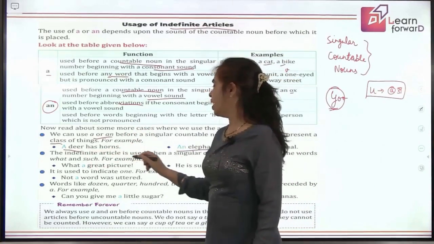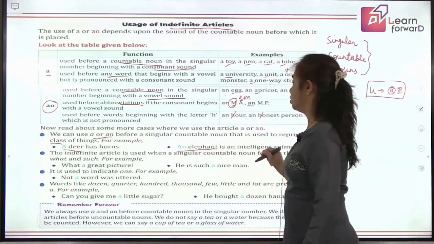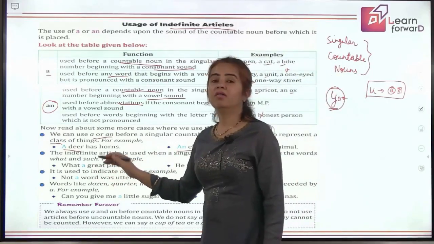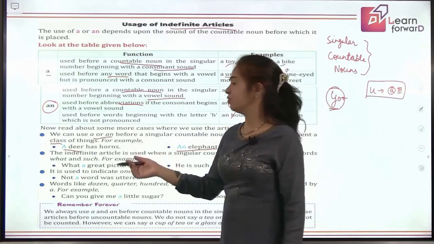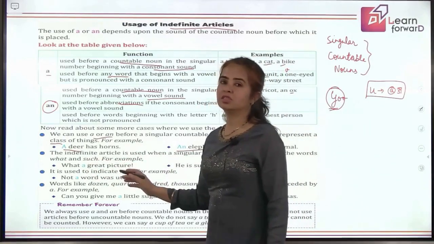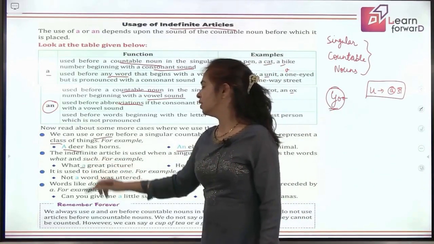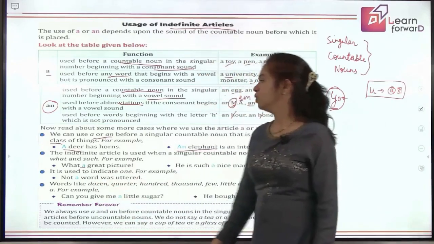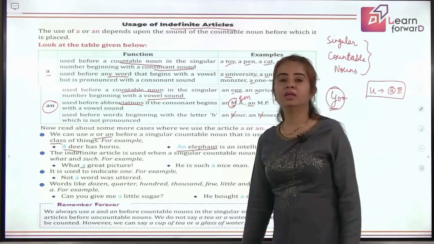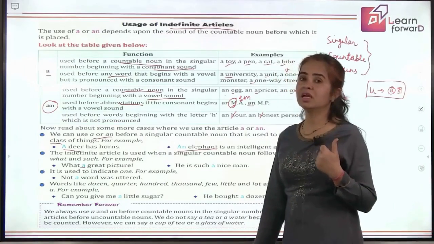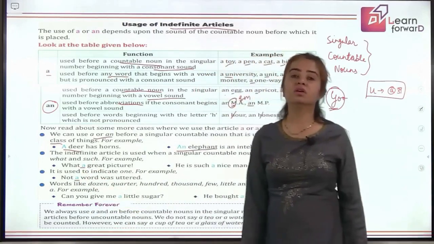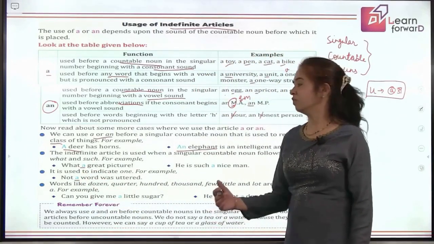The indefinite article is used when a singular countable noun follows the words "what" and "such", especially when we have exclamatory sentences: what a great picture. So here we are using "a". Not a word was uttered. So when you are using it to indicate one, that means when you are talking about a single thing, again we are using "a". That means not even a single word was spoken. Not a word was uttered.